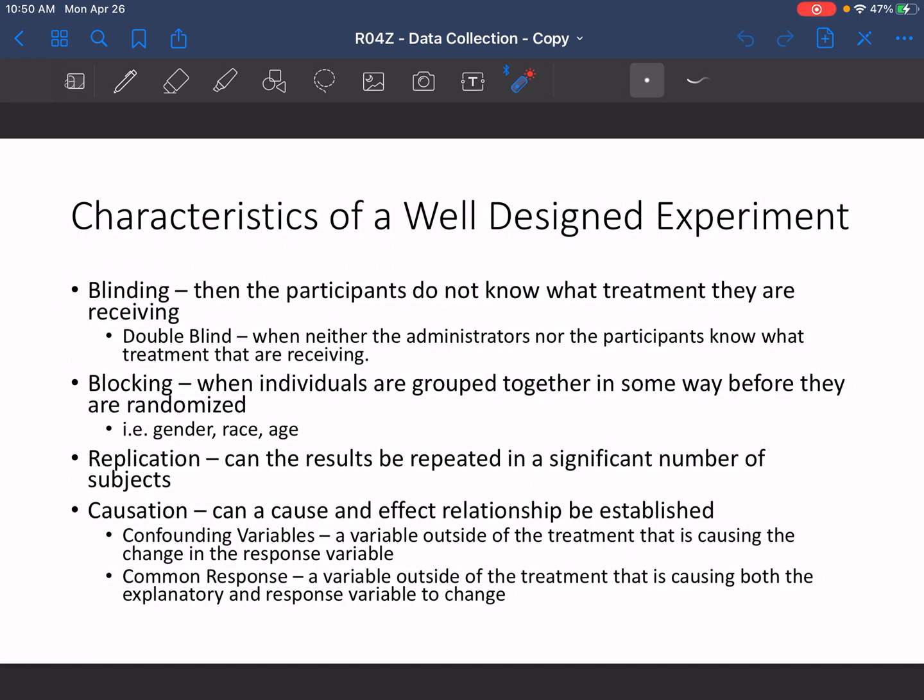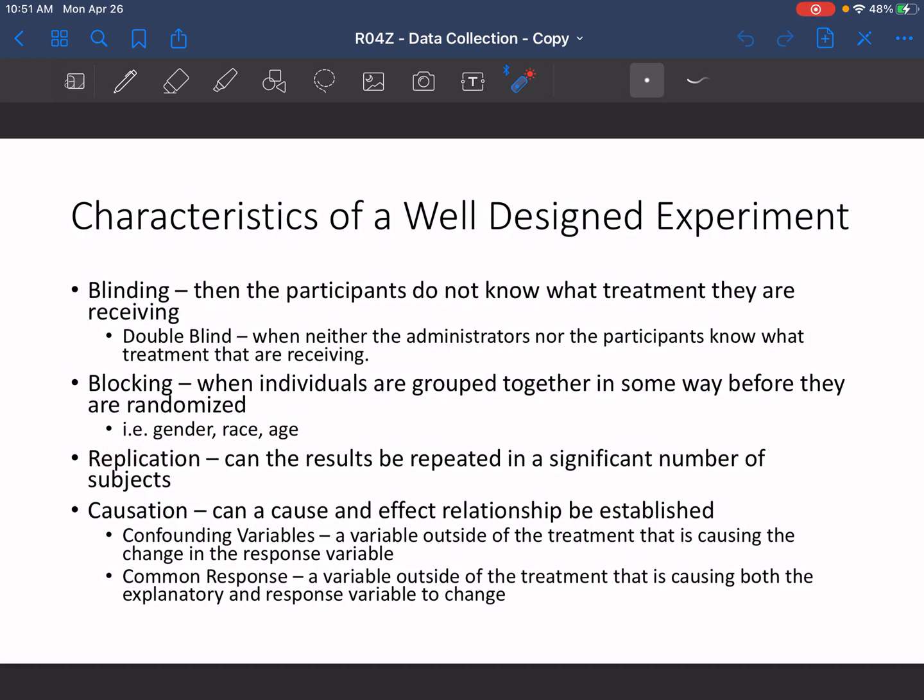Blinding is when the participants do not know what treatment they are receiving. A double blind would be when neither the administrators of the experiment nor the participants know what treatment is being received until probably after the experiment. We also have this idea of blocking, and that's when individuals are grouped together in some way before they are randomized, either by gender, race, age, etc. It could be a multitude of other things.